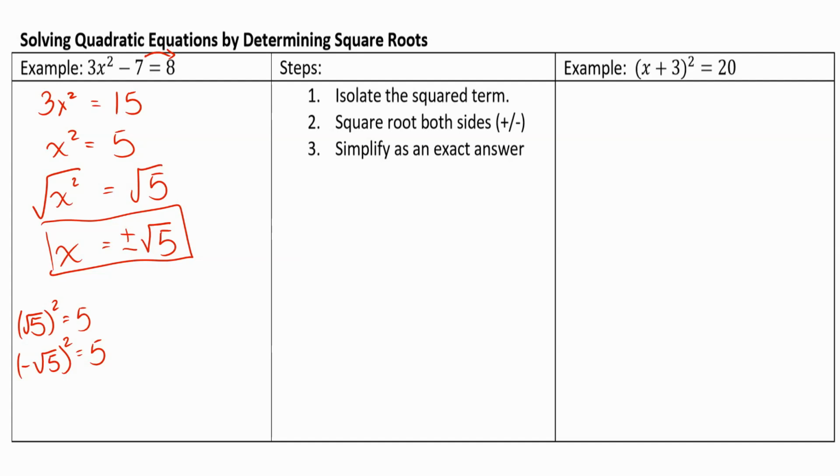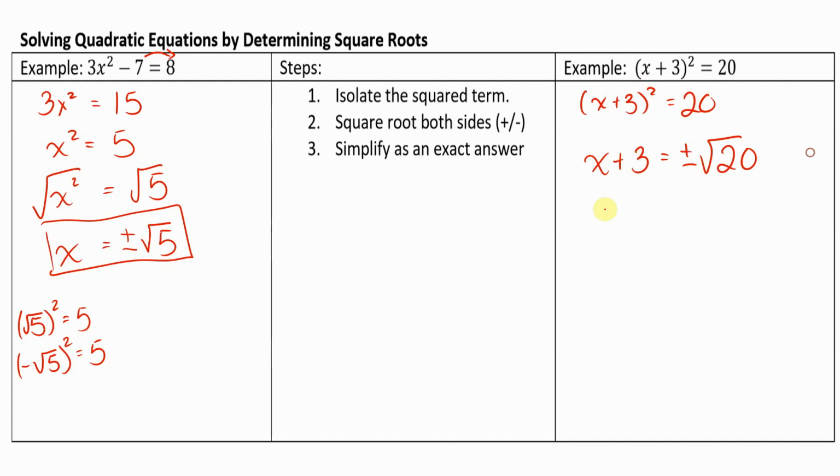We can try another quick example. x plus 3 squared is equal to 20. So, luckily here, step 1 is already completed. We've already isolated our squared term. All we need to do now is square root both sides. So we get x plus 3 is equal to square root of 20. But remember, whenever we square root, we need to say it is positive or negative.